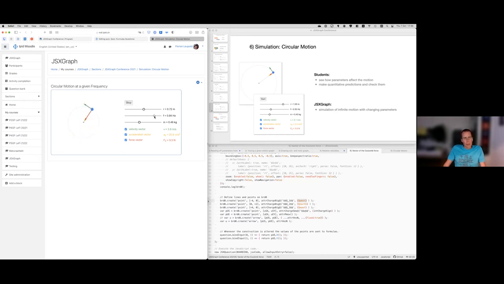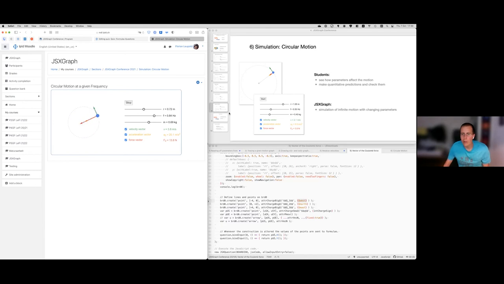And then one thing that is quite easy to understand for the teacher and sometimes not so easy for students is to see that none of the kinematics is affected by changing the mass. It's only the force, or the required force, that is affected by changing mass.